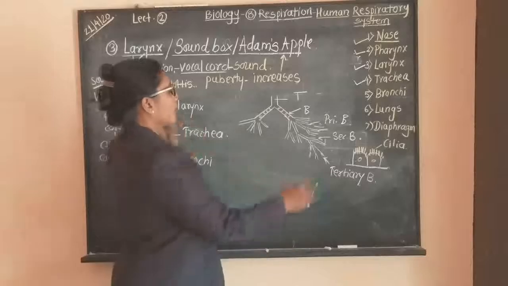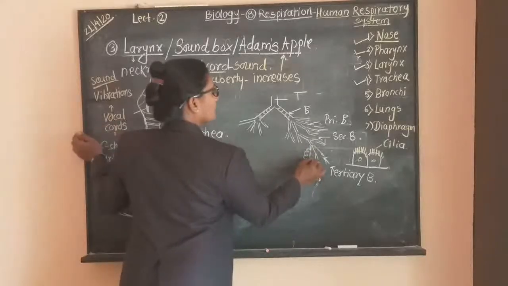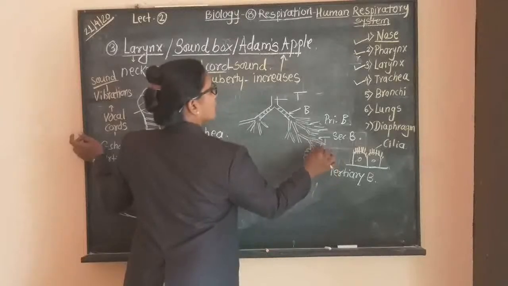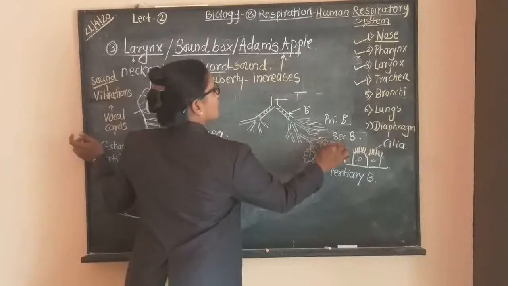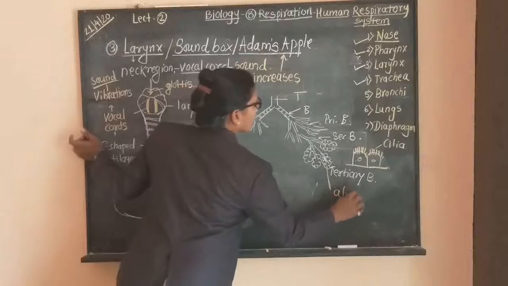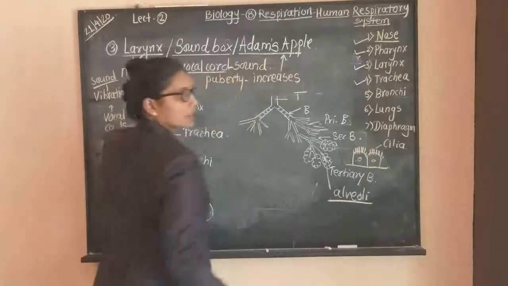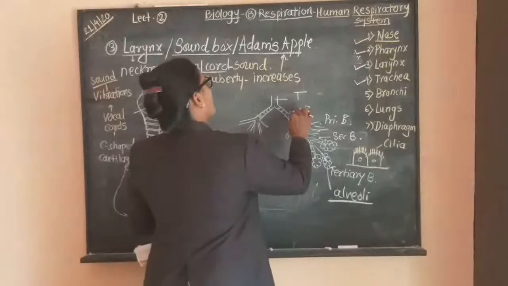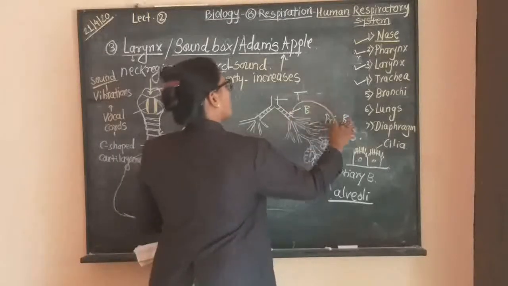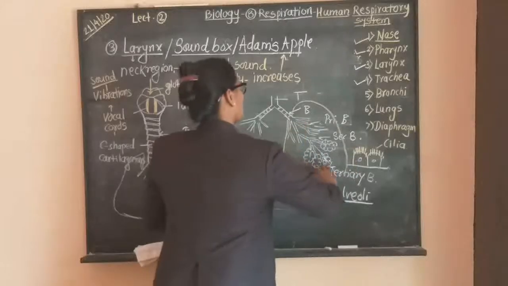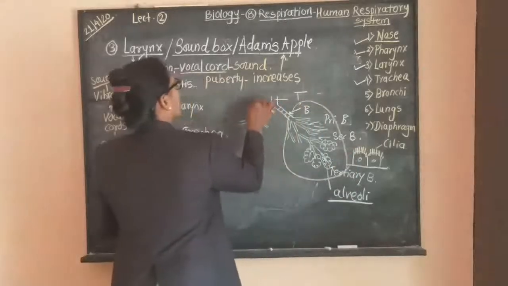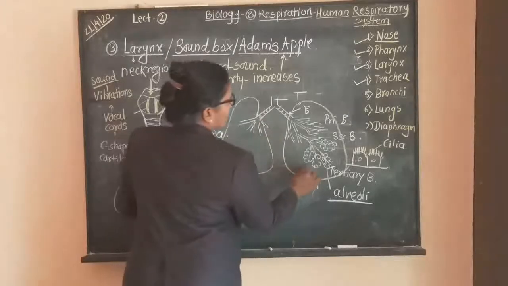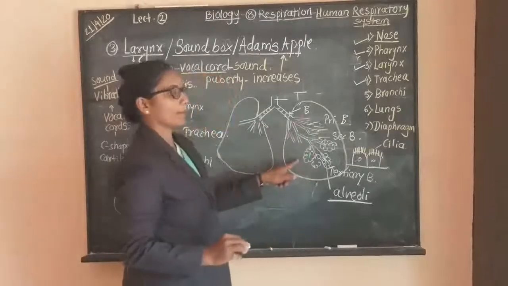Now these bronchioles open into a bunch of grape-like structures, and these grape-like structures are called alveoli. Now this total structure is present in the lungs. There are two lungs, inside which this total structure is present.